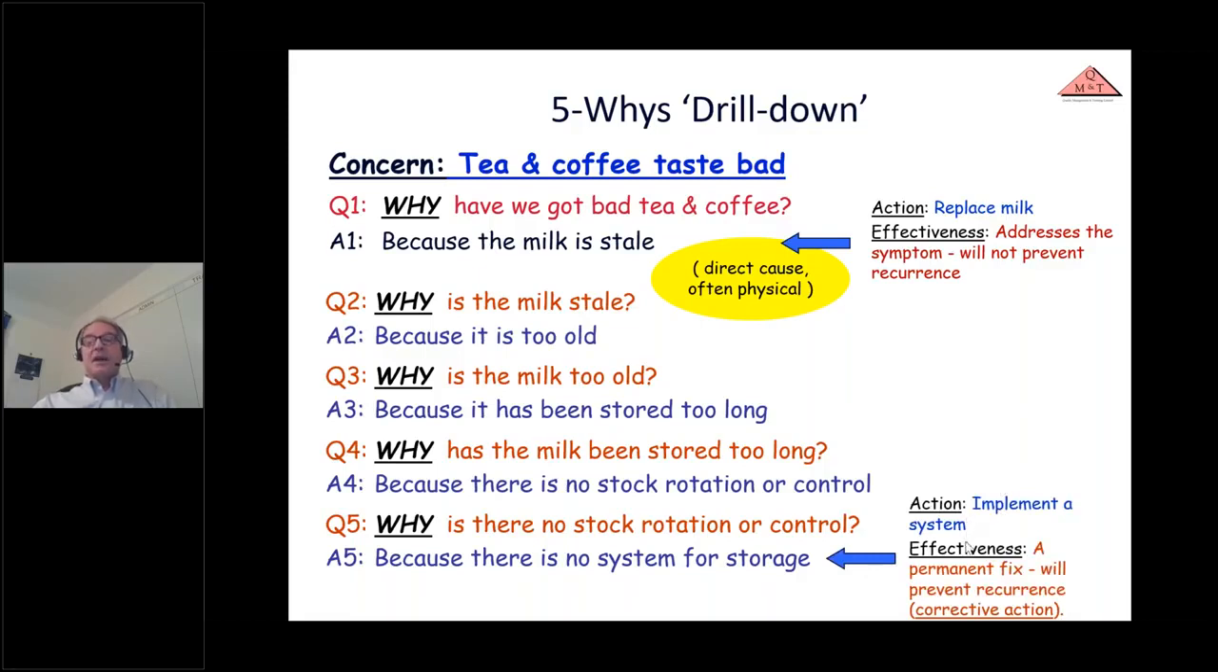The likelihood is that this action will be rather more effective. This should be a permanent fix which will prevent recurrence. This should be a proper permanent corrective action, and this is really the point that the team wanted to get to. This is what they would have visualized, they would have been looking for, the level of cause that they can address with a permanent action. A root cause can be physical, or in this case it's intangible, which is often the case. Many problems originate from a weakness in a procedure or a process.